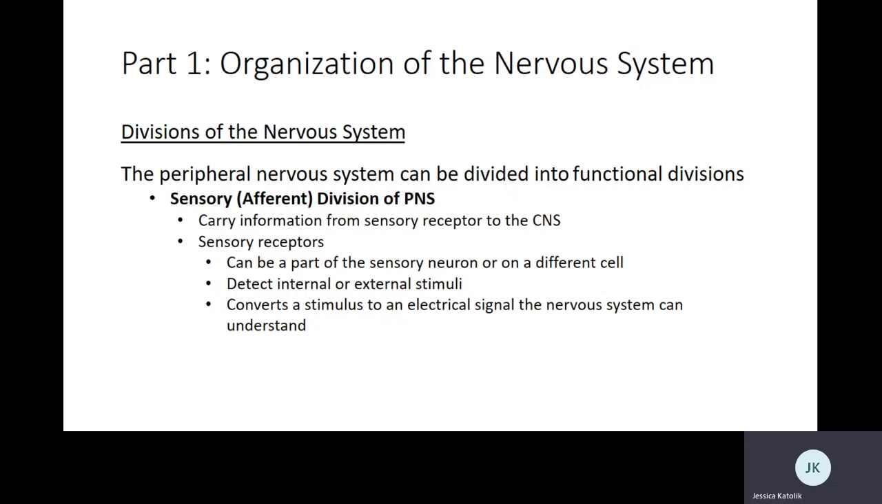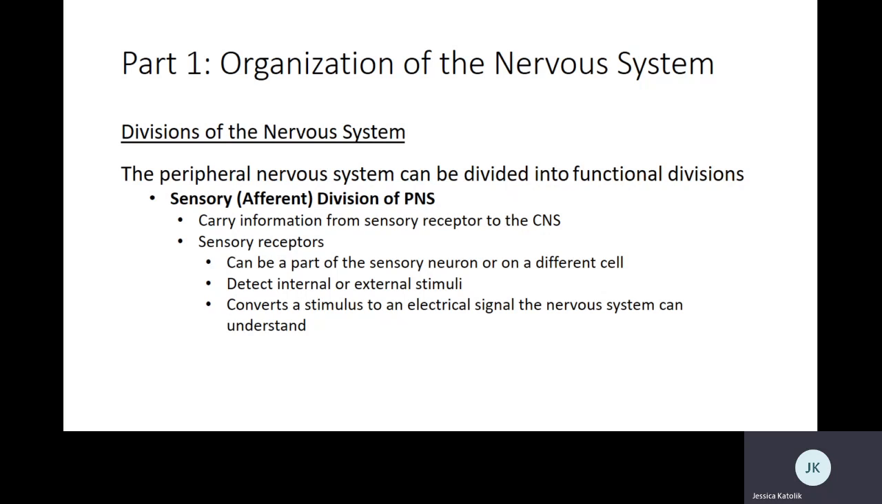I did want to take this opportunity to talk about sensory receptors in a little bit more detail. Sensory receptors can actually be directly attached as proteins or receptors on dendrites or cell bodies of the sensory nerve or the sensory neuron, or it could be a different cell that the sensory neuron interacts with. So it can be directly attached or indirectly attached to the neuron. So it could be either way.